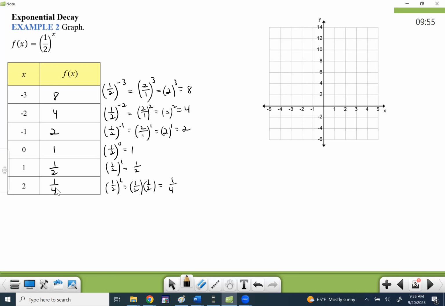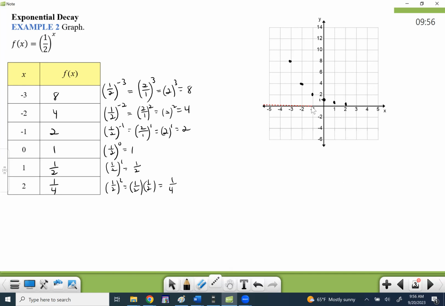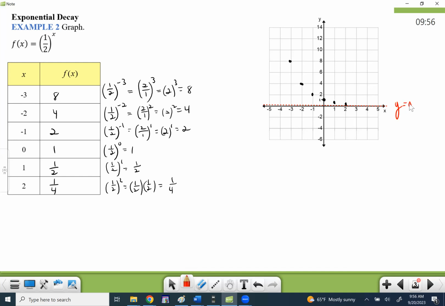All right, -3, 8. Again, we're counting by 2's on the y-axis, so just be careful. -2, 4. -1, 2. 0, 1. It's going to be 1 right there, you guys. 1, then half of that is going to be right there. And 2, and a 4, so half of that. So again, there's still that horizontal asymptote of y equals 0, because we don't have any number being added or subtracted to the back end of this exponential. So most of the time in this class, it will be y equals 0.